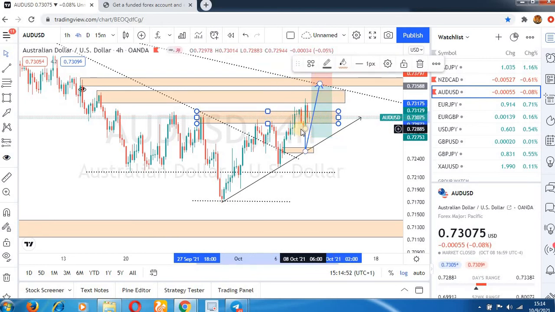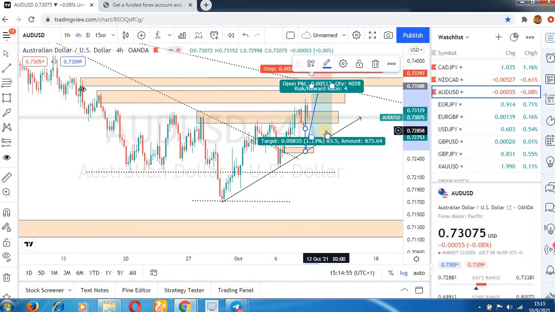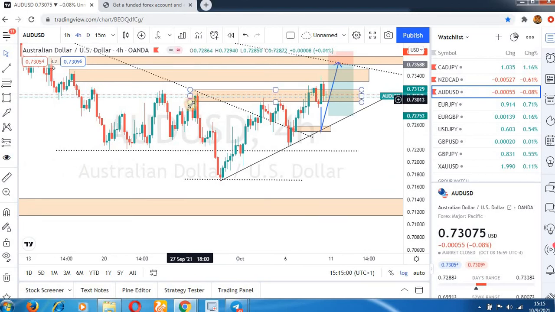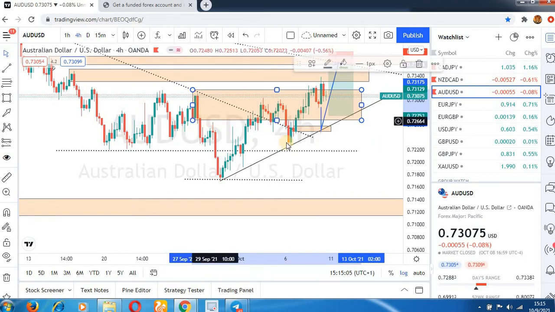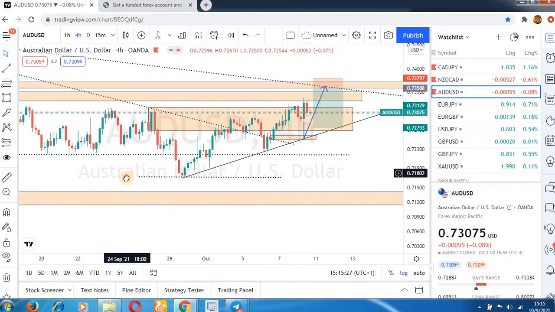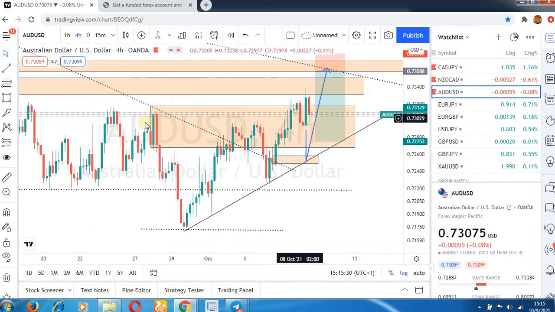Let me refine it for you so that you just see. Now, this is the first one. This is the first order block here. Are you with me? Hello? Can you hear me? I can hear you. Okay, now for this particular one, this is AUD USD. This is the first order block.